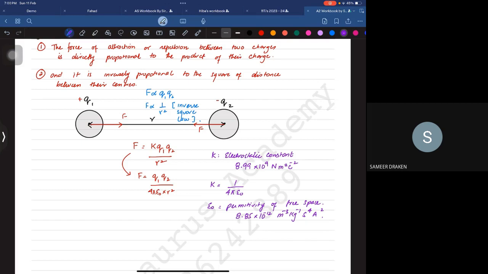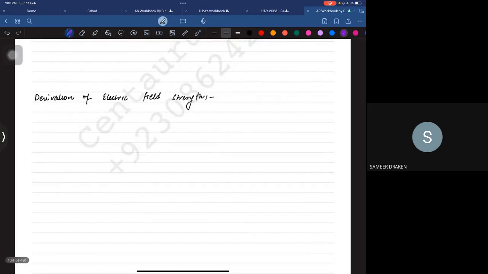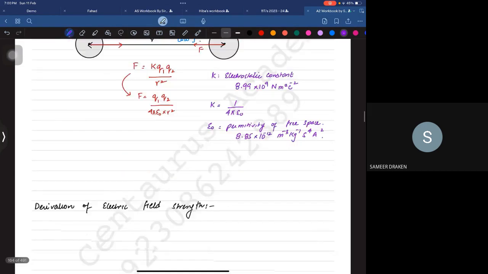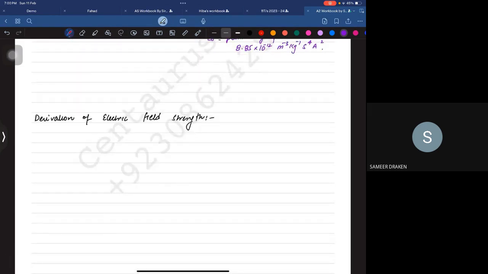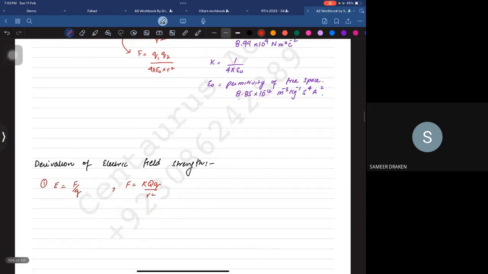All right, kids. Now we're going to look at the derivation of electric field strength with respect to a non-uniform field like this one. So let's check it out. The first thing that we learned initially was that electric field strength was force per unit charge, and then we learned that force is equal to KQQ over R square. You can write Q1, Q2, or capital Q, small q, it's the same thing.